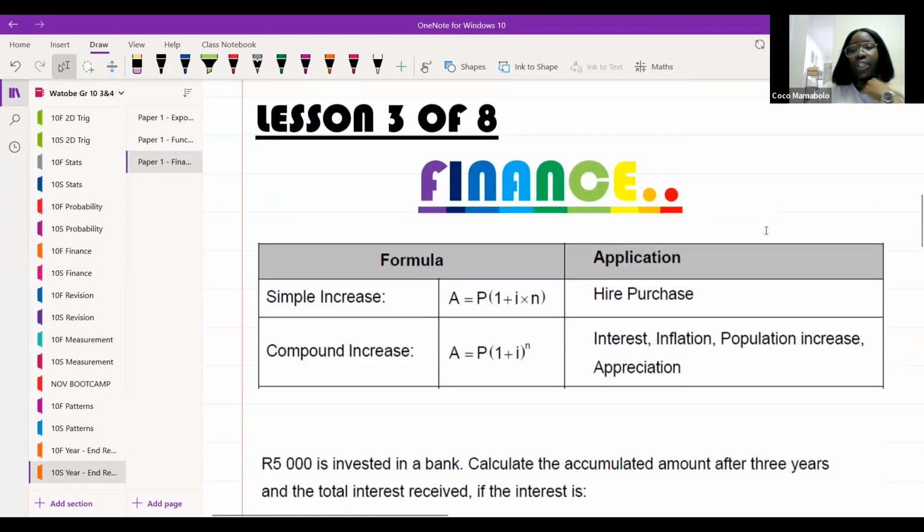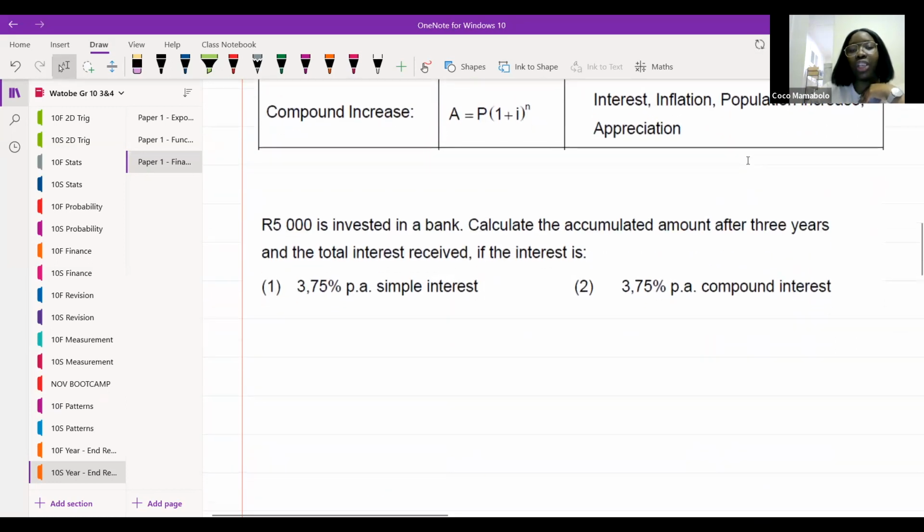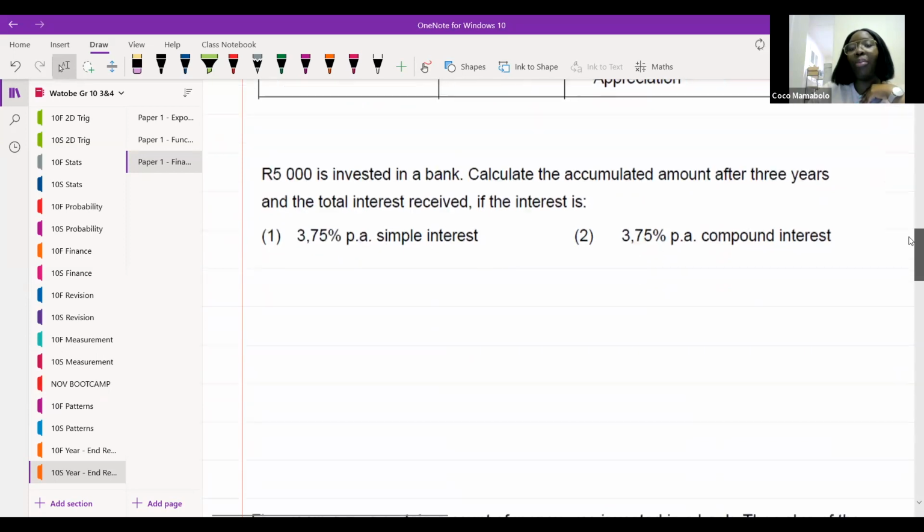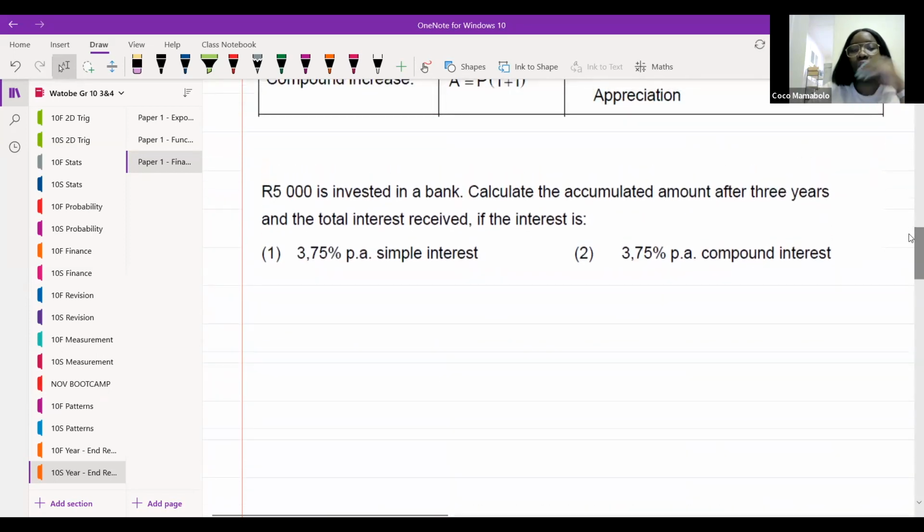Here is our first question for the day. We are going to be working on finance today because we are doing paper 1. Here is the first question that you've got 5 minutes or 4 minutes to do questions 1 and 2. Okay, I'll give you guys some time. When you are done, pop your favorite emoji in the chats.